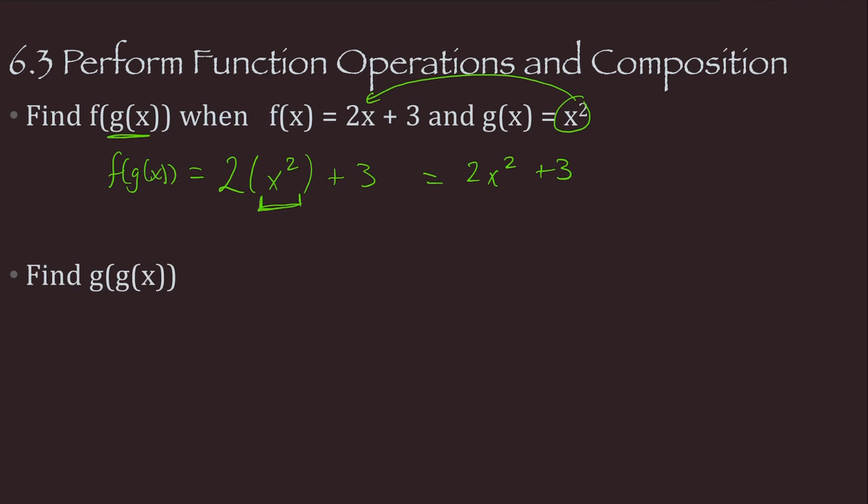But what if we go the other way around? I want g of g of x. Oh, that's interesting. Well, that means g is getting substituted into itself. So I'm going to take g and I'm going to plug it into itself. So where the x is, I'm putting all of g of x. So it was x squared. So I'm replacing x with x squared because that's what g of x is. So I'm replacing x with function g of x. And it gives me x to the 4th.